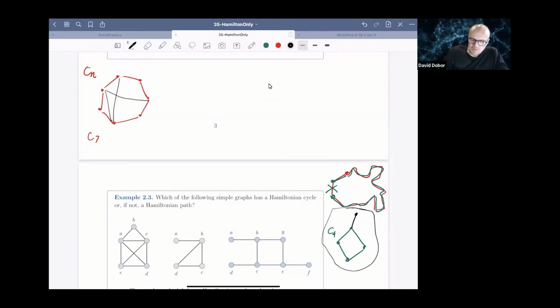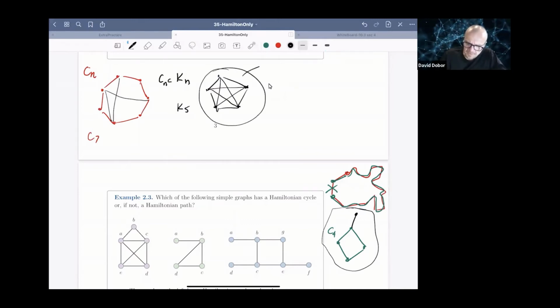So let me ask you this real quick. What is Kn? Doesn't Kn have all its pairs of vertices connected? And therefore Cn is a subgraph of Kn. Here's an example of K5. This is C5 I just drew, and then connecting every other pair. So this is K5, and this piece here was C5. The red piece is C5.